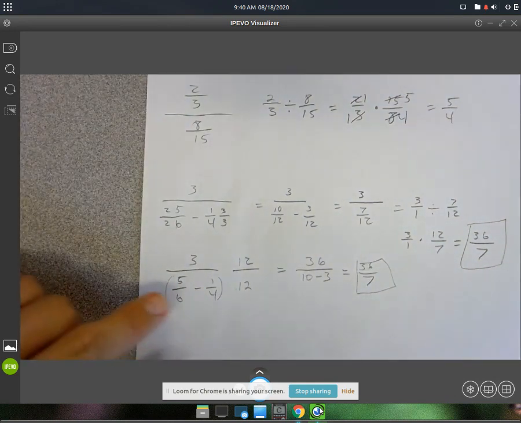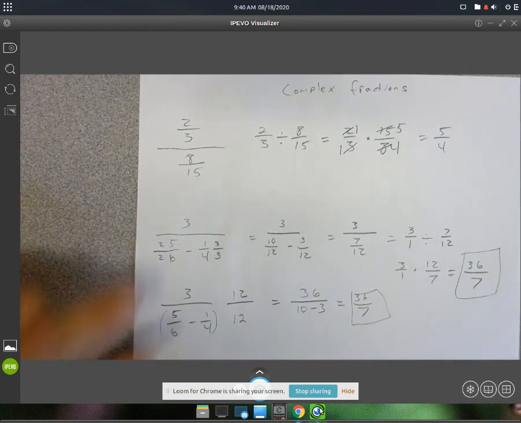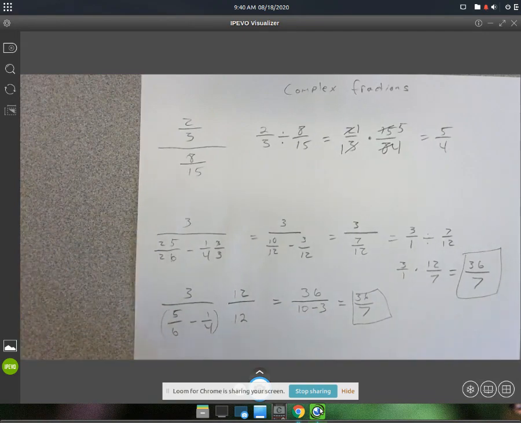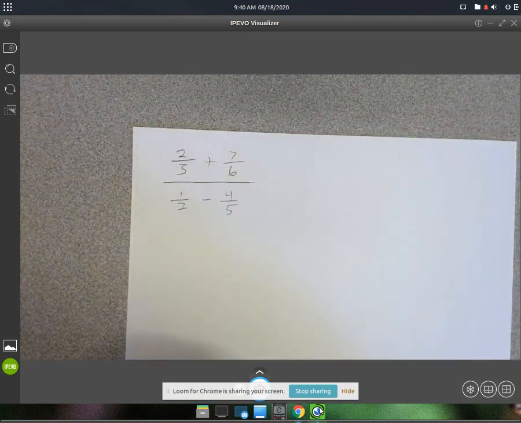This is going to be the better method once we have more complex fractions, but a lot of people can add and subtract fractions fairly quickly, so they might prefer that method. Our next one, we've got 2/3 plus 7 over 6 divided by 1/2 minus 4/5.